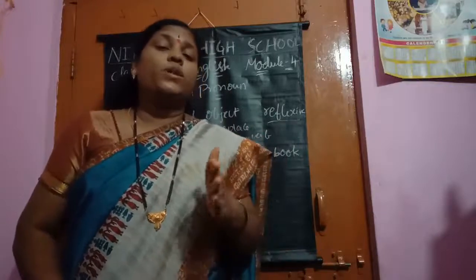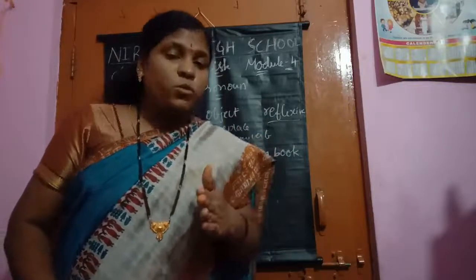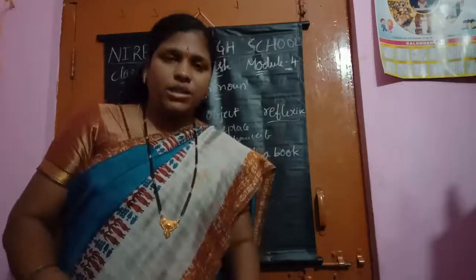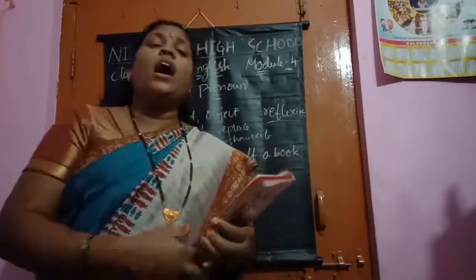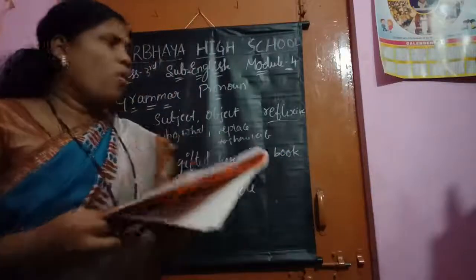Subject means what? Who is doing the action. Object means what? Who is receiving the action. Understood, children? Subject means who is doing the action. Object means who is receiving the action. I am teaching. Who is learning or listening? You are. Then I am the subject and you are the object. Understood, children? Now, what about the reflexive?